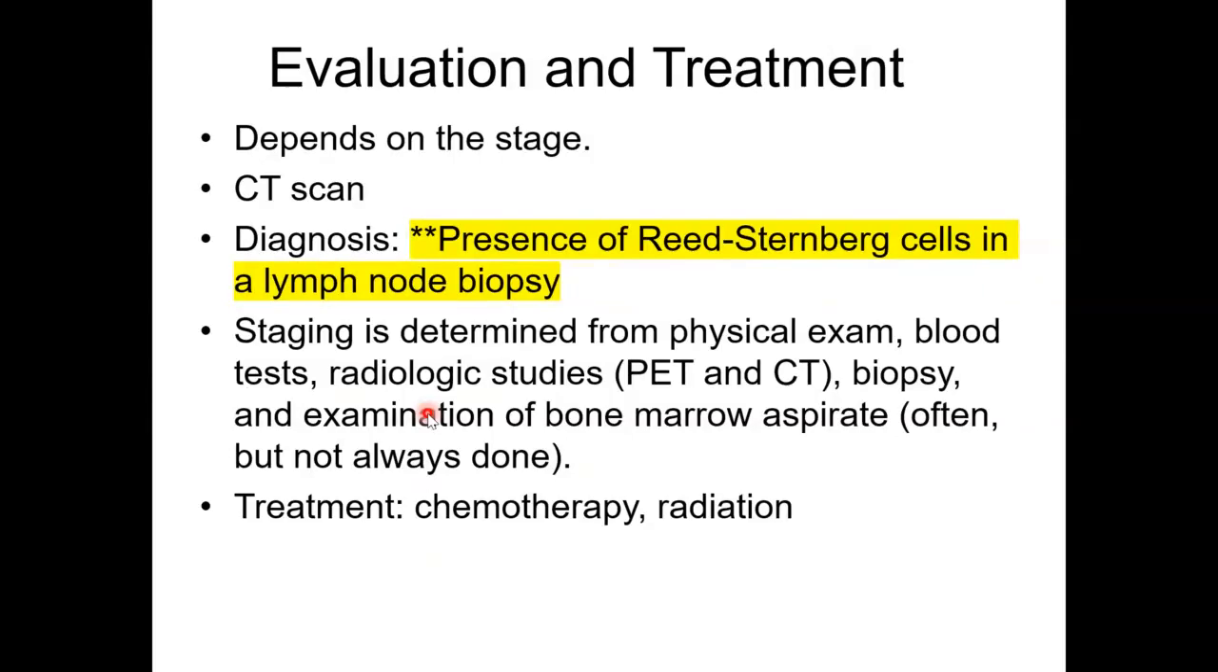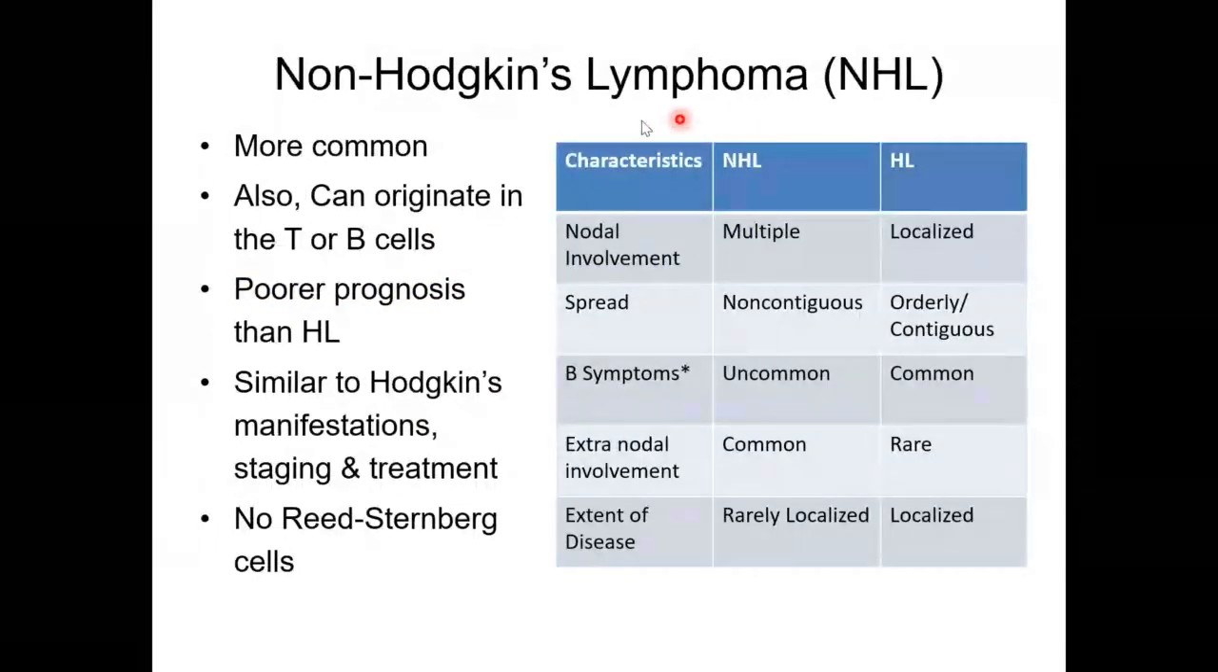The second one I want to talk about are the cancer of the lymph nodes. The non-Hodgkin's is a little bit more common. It also can originate in the T or the B cells. It has a poorer prognosis than A. Take a look at that lymph node biopsy. There are no Reed-Sternberg cells in the lymph biopsy. So the best way to learn these two is to compare the non-Hodgkin's lymphoma to the Hodgkin's lymphoma.